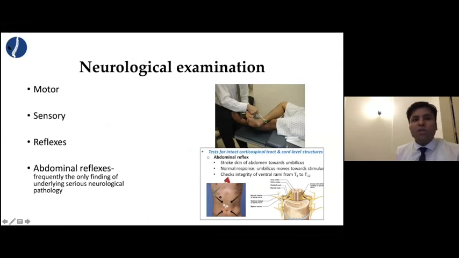Now, coming on to the neurological examination, this has been covered very thoroughly in the previous lectures. Go through motor examination, sensory examination, reflexes. I want to make a special point about the abdominal reflexes. Frequently, it is the only finding of underlying serious neurological pathology, and absent abdominal reflex may indicate underlying syringomyelia. Don't forget to test plantars as well.